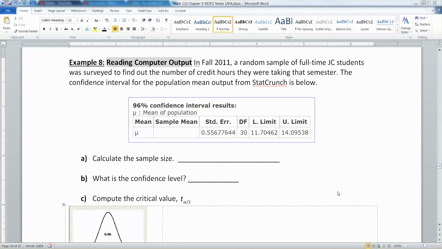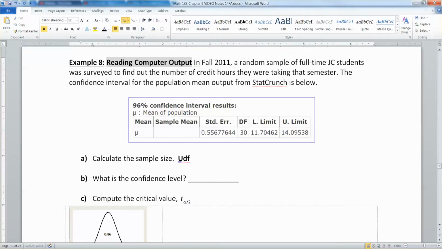So in fall of 2011, a random sample of full-time JC students was surveyed to find out the number of credit hours they were taking that semester. The confidence interval for the population mean output from StatCrunch is below. Again, StatCrunch is one of the two main computer programs that I use to work on stuff like this. Okay, so calculate the sample size. Well, the sample size isn't given to us, but they did give us the degrees of freedom.